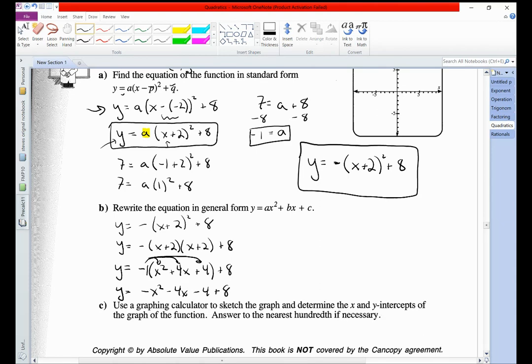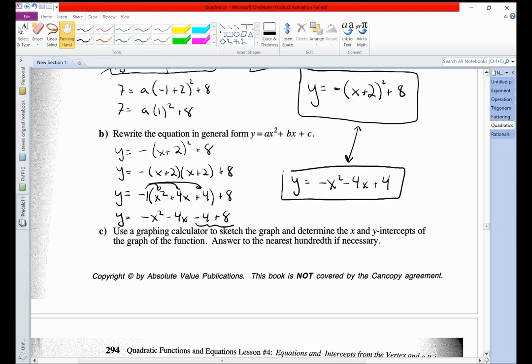And we can combine our like terms here. So our equation becomes negative x squared minus 4x plus 4. So these two are the same equations, just written in different forms. Fantastic. Hopefully that made sense.